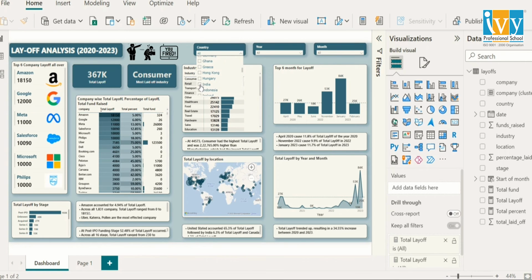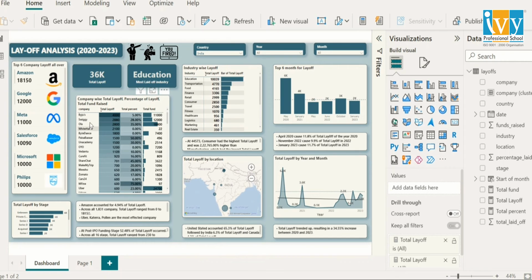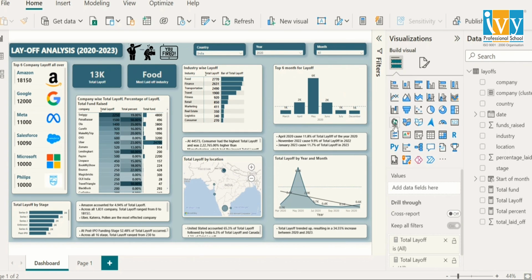If we choose India here, we can see that Byju's, Swiggy, Ola, and WhiteHat Junior are the topmost companies. Education is the most affected industry in India. And in India, the layoff trend goes up in pandemic time, and most companies are from the south side of India. If we look at the pandemic in India, May 2020 has the highest number of layoffs, which is a pandemic month, where Swiggy and PaisaBazaar are the top companies.